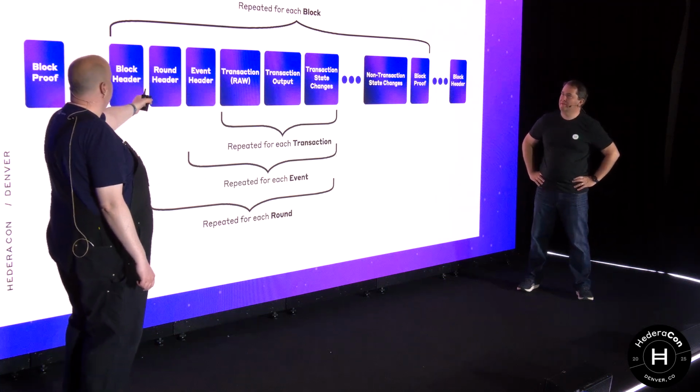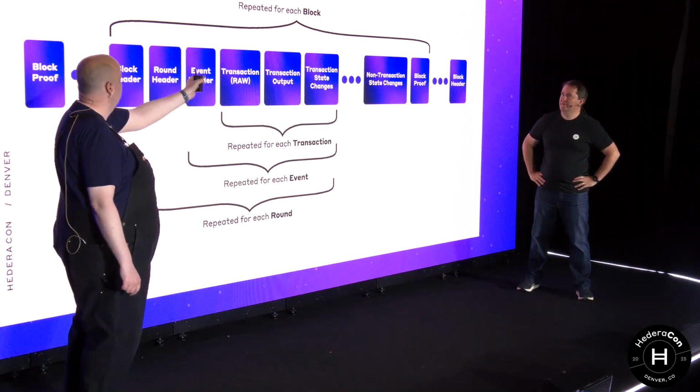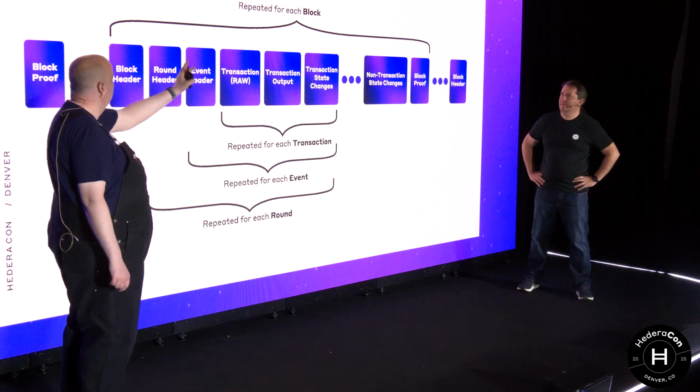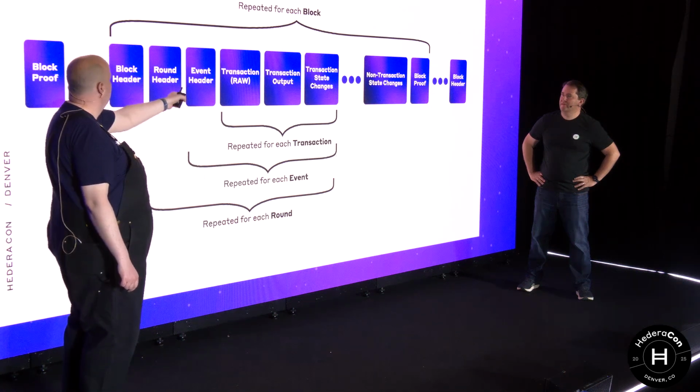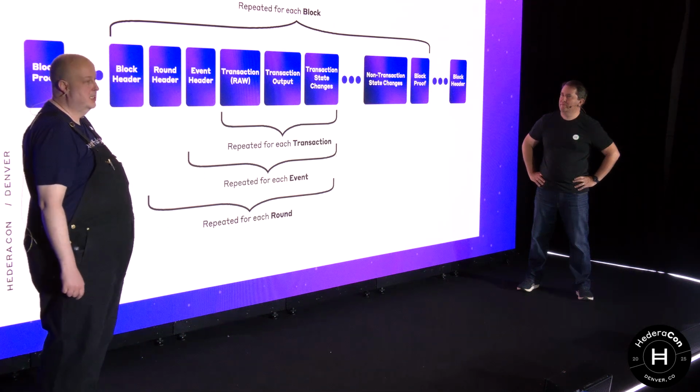And then we also have round headers, which contain the consensus round. So there's a round header that designates the beginning of each round. There's event headers that designate the beginning of each event. And then there's a transaction which designates the beginning of each transaction and all of the items that come as the outputs of that transaction.